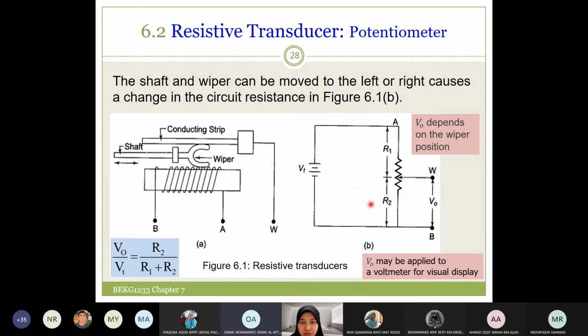Voltage divider principle. Let's say we want to find V out. V out is equal to R2 divided by R1 plus R2, multiplied by the voltage source.